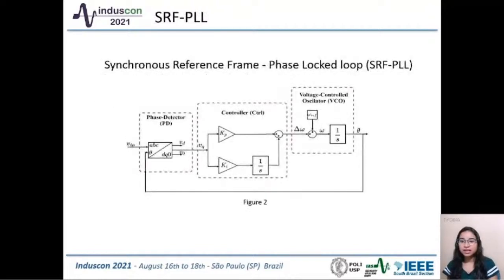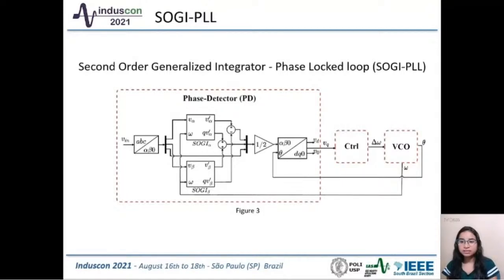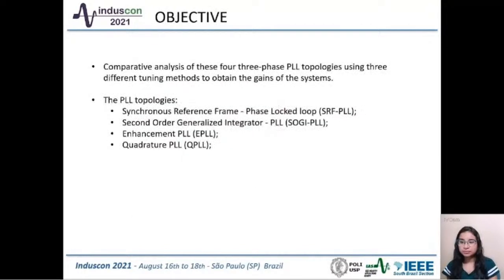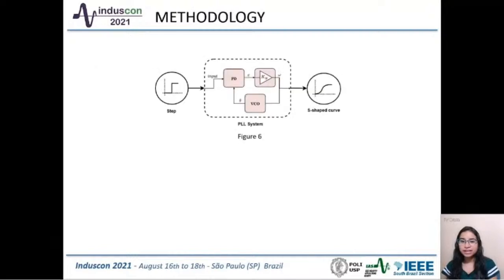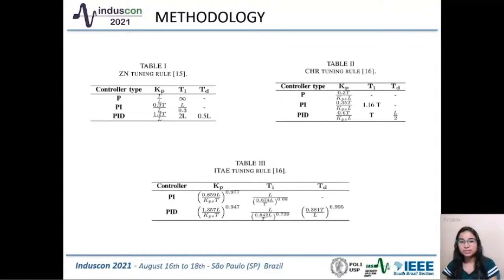The PLL topologies are synchronous reference frame PLL, second-order generalized integrator PLL, enhanced PLL, and quadrature PLL. And the tuning methods are Ziegler-Nichols, CHR, and ITAE. Each topology was configured as shown in figure 6, and excited with an input step. KP was empirically varied to obtain an S-shaped signal at the output. With this curve, the transport delay parameter L and the time constant T were collected and applied in this table to obtain the KP and KI gains.